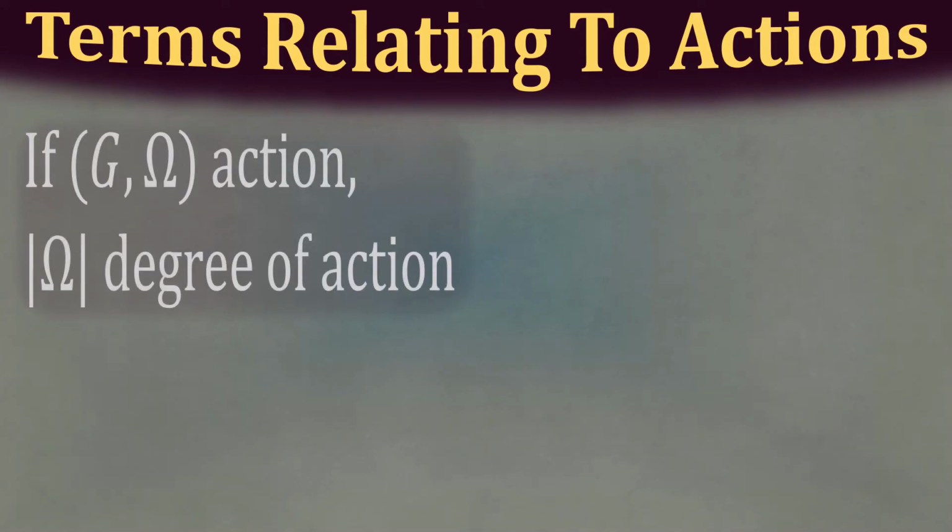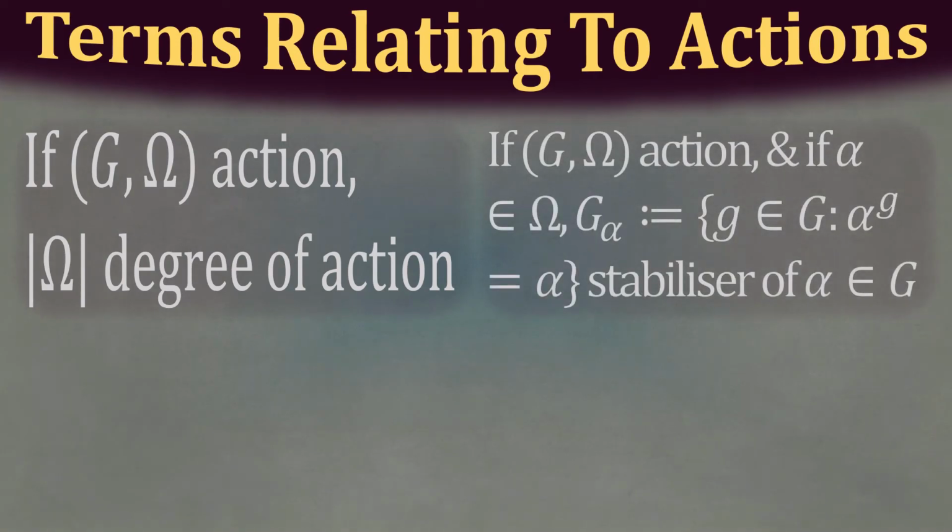If G with omega is an action, then the cardinality of omega is the degree of the action. If G with omega is an action, and if alpha is in omega, we let G sub alpha be defined as the set of all g in G such that alpha to the g is equal to alpha. We call this the stabilizer of alpha in G.